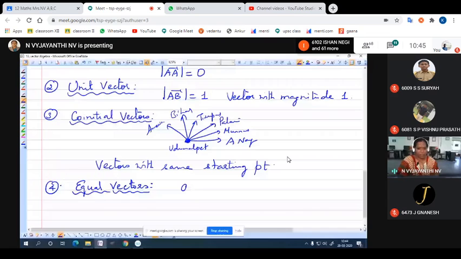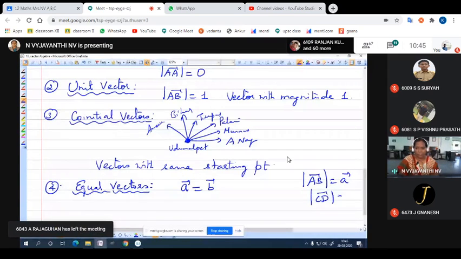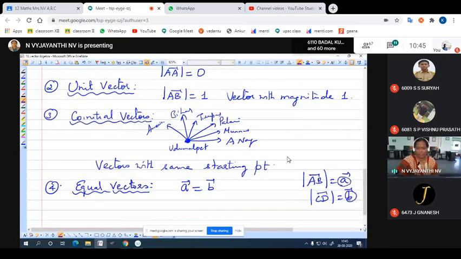We can even mention the vectors by small letters also. That is, modulus of AB vector can be mentioned as A vector, and modulus of CD vector can be mentioned as B vector. Understood? The small letters also we can use. This will not give the initial and terminal point, but here we can say C is the initial point and D is the terminal point.